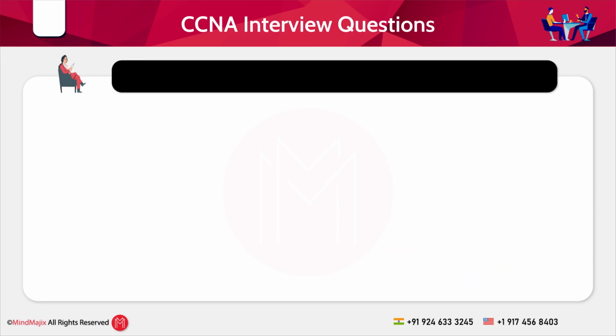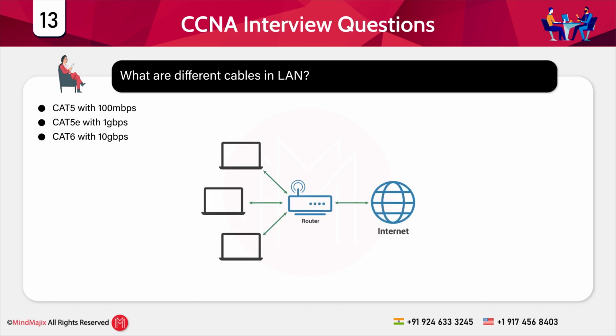Next important question in our discussion is the different cables used in LAN. We have Cat5 cable, right, which has a speed of 100 Mbps. Then we have Cat5e with a speed of 1 Gbps, and Cat6 with a speed of 10 Gbps. So these are normal LAN cables. We have fiber optic cables also, but that's a separate discussion. Here we intend to discuss these different category cables.